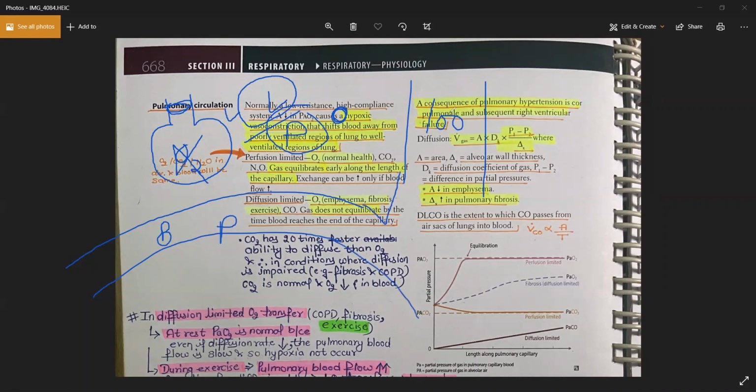And as a result, it will decrease the saturation of this blood. Let us suppose this is making the saturation around 50 to 60%, for example. Now, if this hypoxic vasoconstriction occurs, then the blood won't be flowing from that area anymore. And as a result, all of this blood will go to other areas where the oxygen is still present.